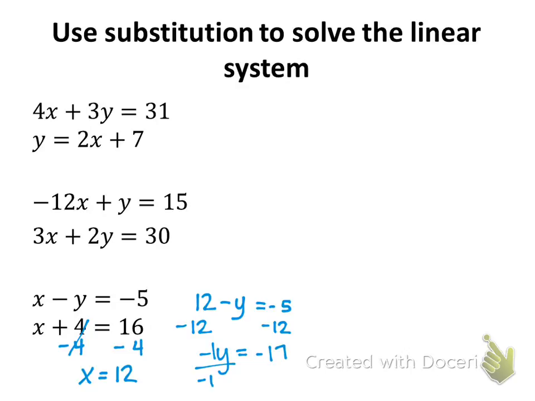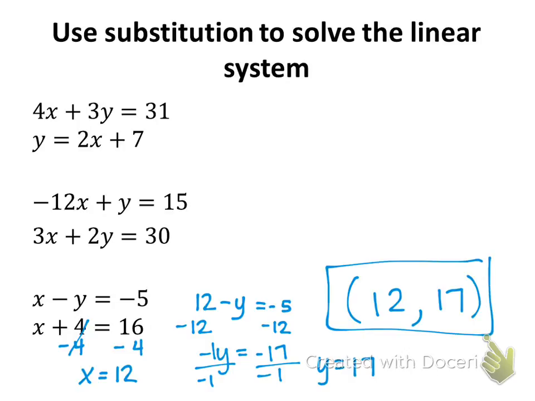Don't forget there's a negative 1 there, so I'm going to divide by negative 1, and y is equal to 17. So again, because it's an x and y, I want to write my answer as an ordered pair, (12, 17). So that's how you would solve using the substitution method.